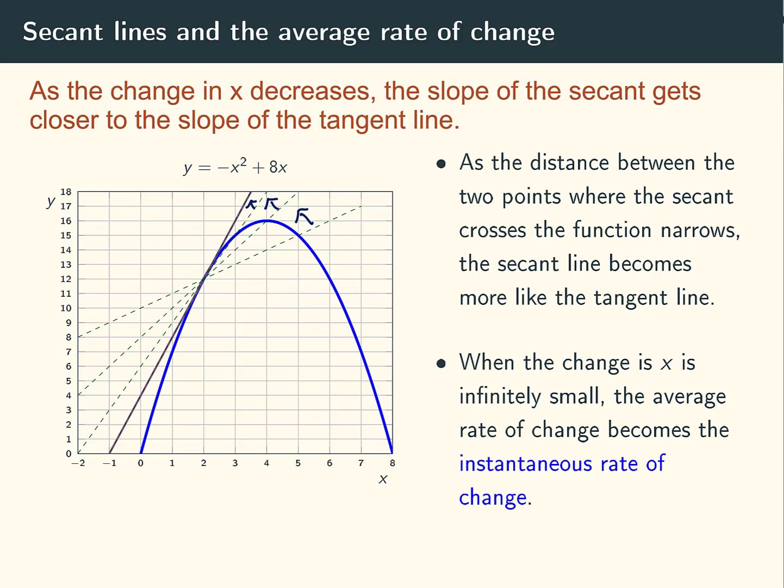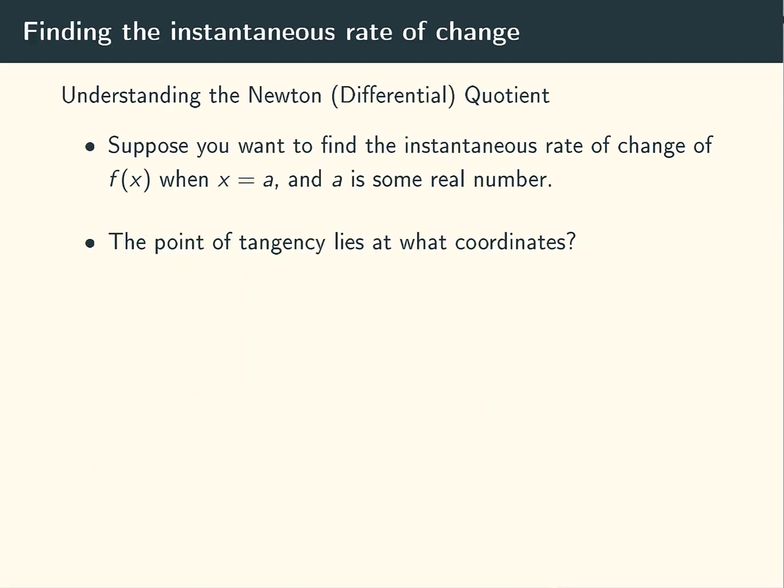So let's build on this intuition to show how to compute a derivative generally, and then we can use that general formula that we come up with in some examples. Now remember, we're trying to find the instantaneous rate of change. And to do that, we want to find the slope of the tangent line.